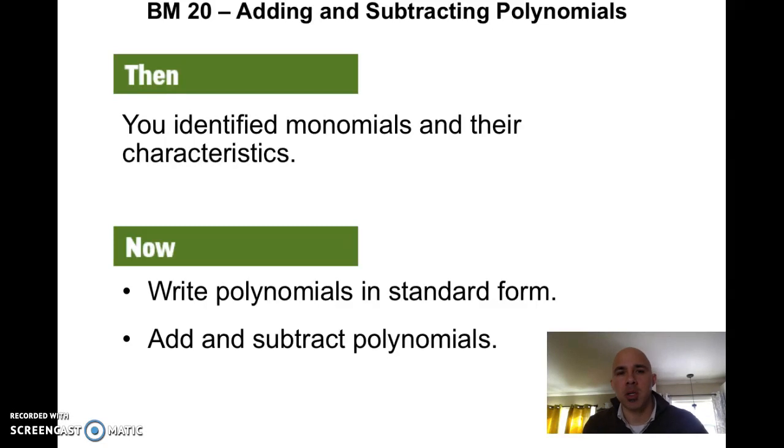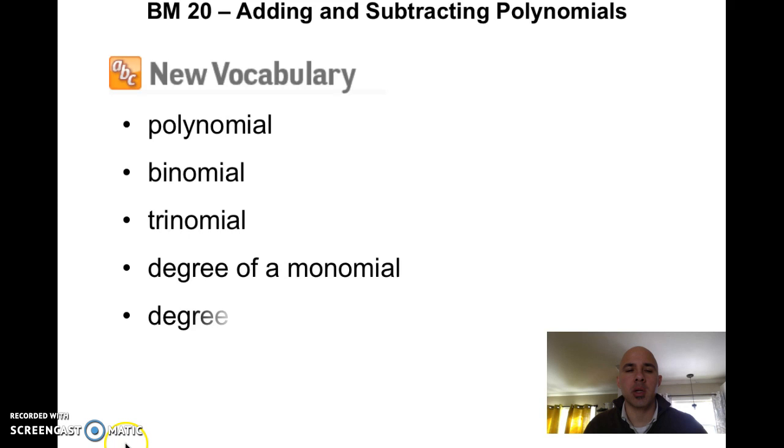We're going to talk about benchmark number 20, adding and subtracting polynomials. Today we're going to write polynomials in standard form. We're going to add them, and we're going to subtract polynomials today. Some of the vocabulary that we're going to talk about today is, one, a polynomial. A polynomial is an expression that has many terms.